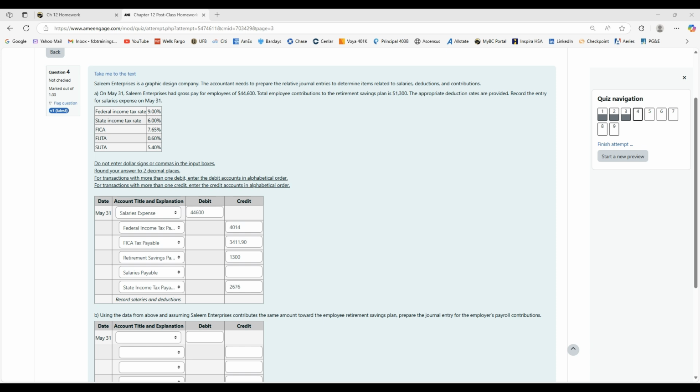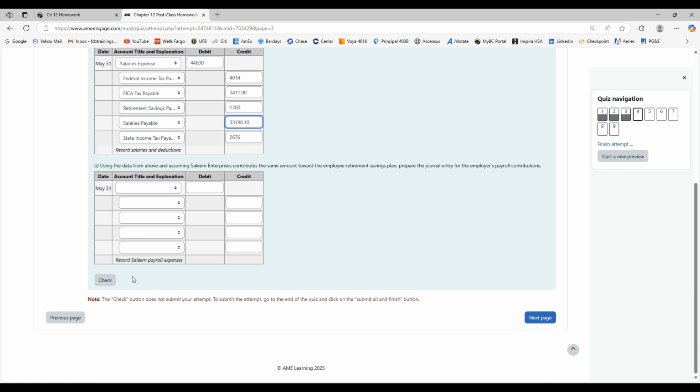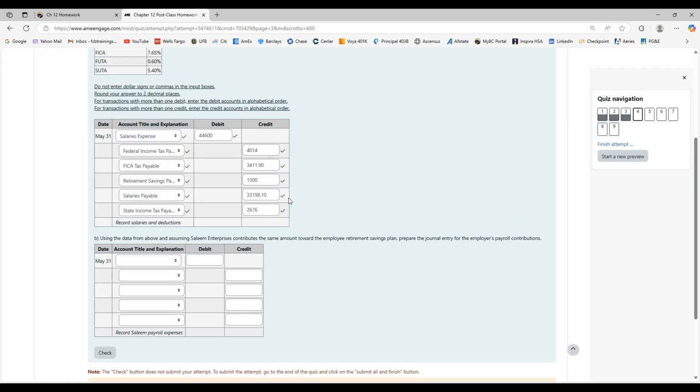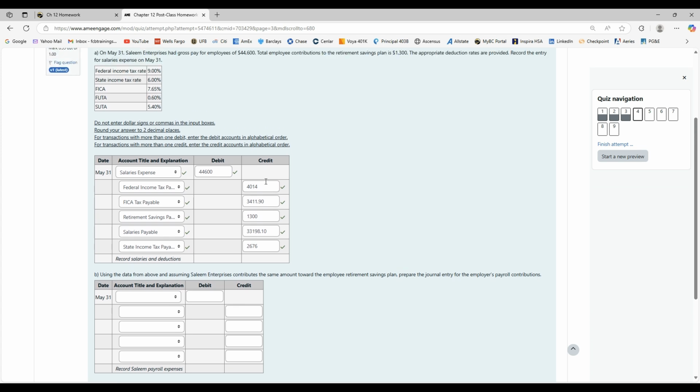And then we got to find the difference between all these. So 44,600 minus 4014 minus 3411.9 minus 1300 minus 2676. That gives 33,198. Okay, so then you get salary. So the residual portion of the salary is payable. Then it's 33,198. Yeah. Okay. And so it's a little weird, out of order, kind of, I think, because usually the salaries payable is the bottom line, and it's everything here minus the deductions. But whatever. It's how you have to do it for the software, to recognize it with alphabetical order.